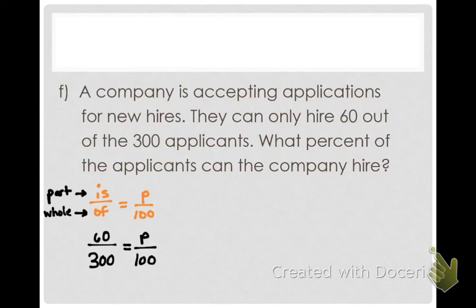Okay, this is the most difficult part, setting up your is over of equals P over 100. Just remember, is over of is part over whole. Okay, you guys try to find this answer on your own.